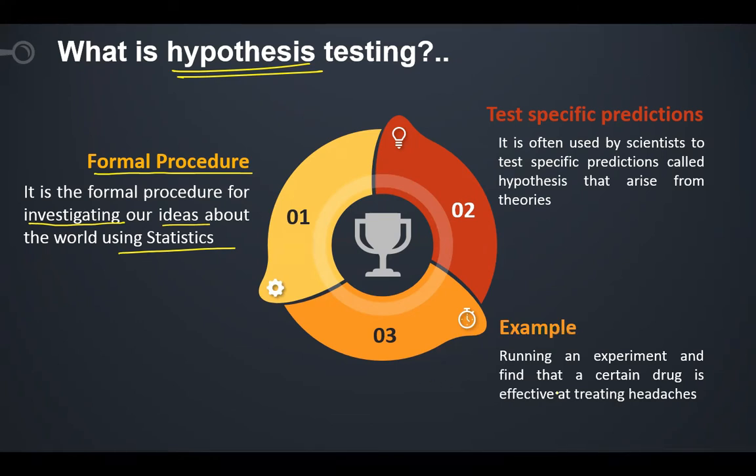I can give an example here. Running an experiment, you find that a certain drug is effective in treating headache. For example, I'm having 2 types of drug, drug A and drug B. I am going to tell that A is a better drug than B. I cannot just say this, this is called a statement. This statement, I am going to prove it. To prove it, I am going to run an experiment. I want evidence, that's all, and that evidence is got by hypothesis testing. So running an experiment to test this is called hypothesis testing.